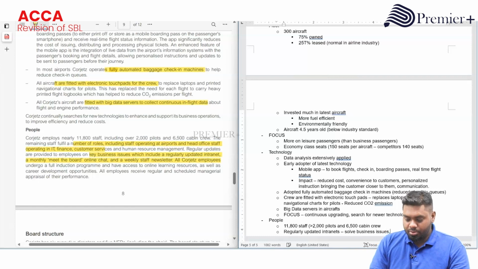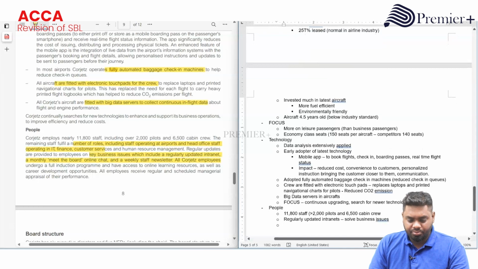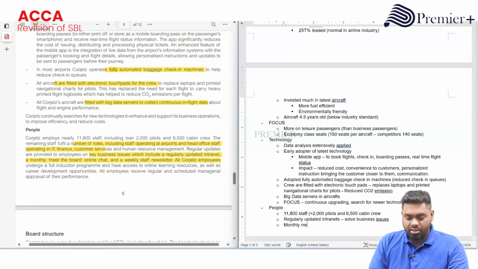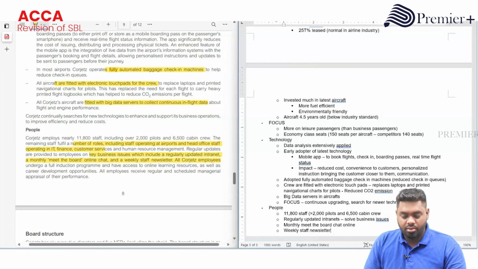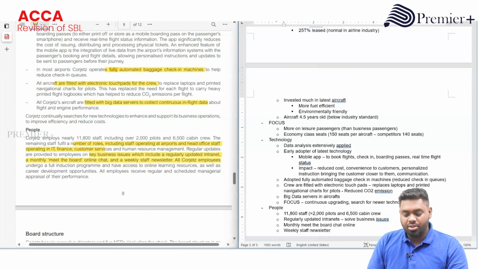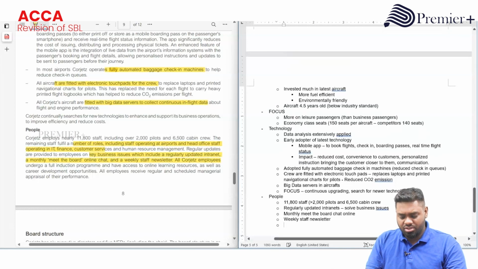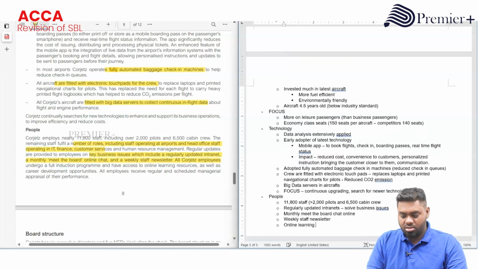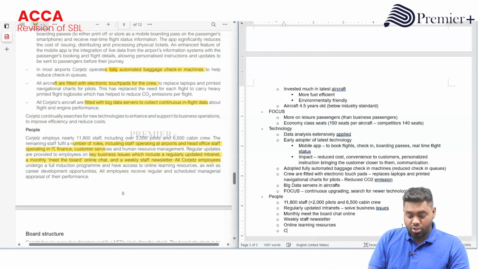On top of that, they also have a monthly meet the board chat online and a weekly staff newsletter. All Cojet's employees undergo a full induction program and have access to online learning resources, as well as career development opportunities.